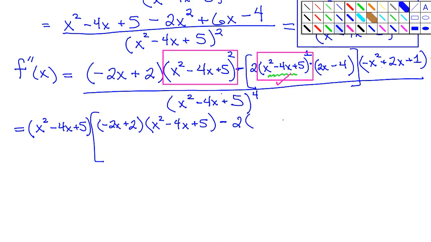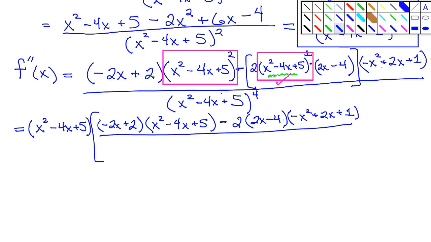That leaves us with 2x minus 4, and it leaves us with negative x squared plus 2x plus 1, over (x squared minus 4x plus 5) to the 4th. Now when we go to simplify this, we see that we have x squared minus 4x plus 5 on both the top and the bottom. There's 1 power here on the outside. That is going to cancel with the 4 powers on the bottom and leave us with a power of 3.